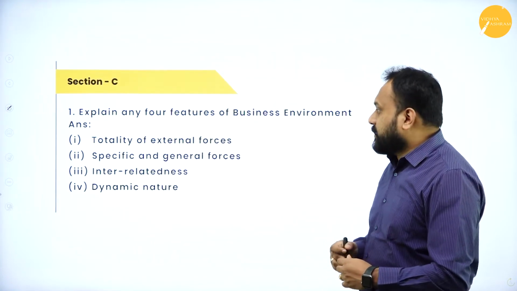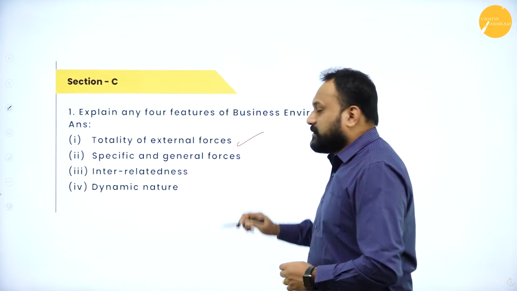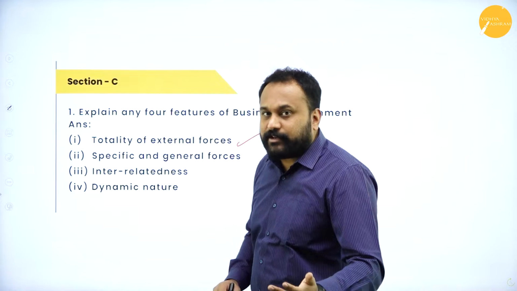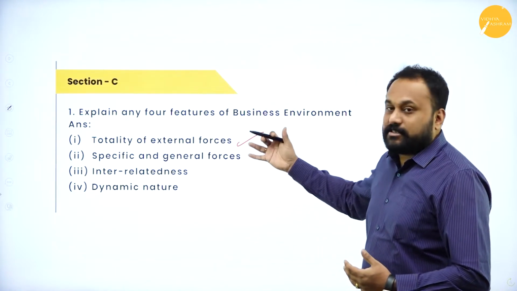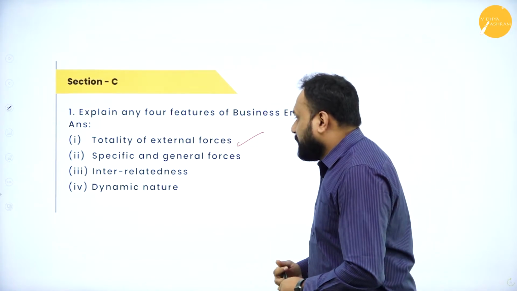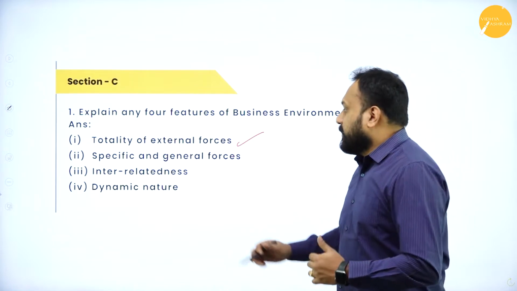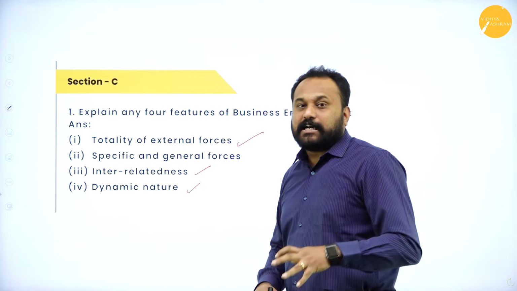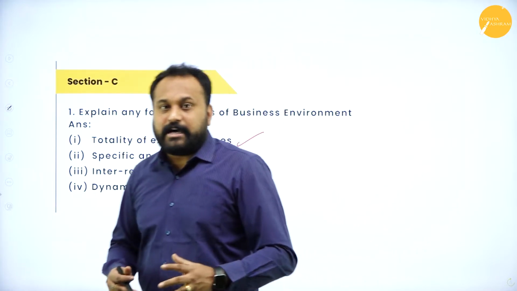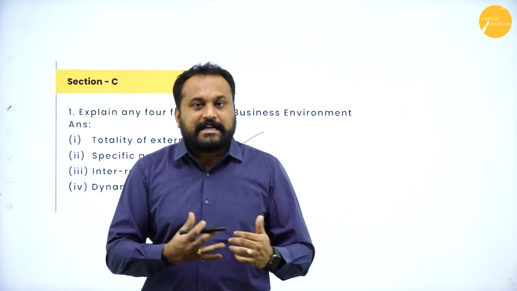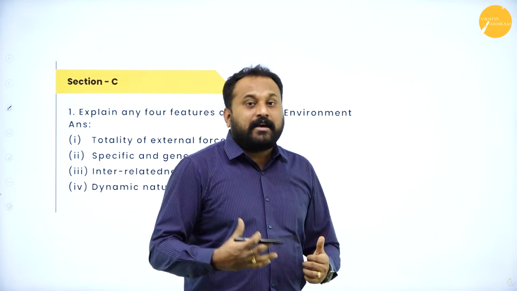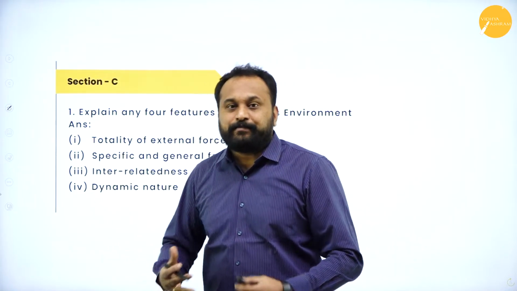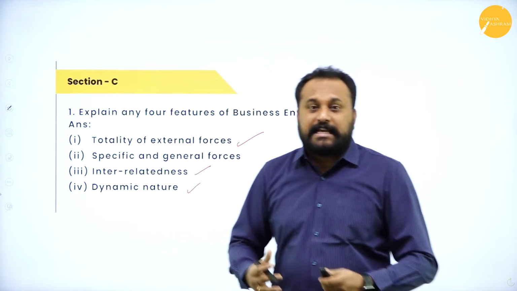So the first one here is totality of external force. We know that business environment is always a macro kind of environment, so it is total of external force. Specific and general forces, interrelatedness, dynamic in nature. So these are the 4 features of business environment. You need to write the points as well as you need to explain it, at least 4 to 5 sentences. If you go with each and every point, you will be fetching 4 marks very easily.